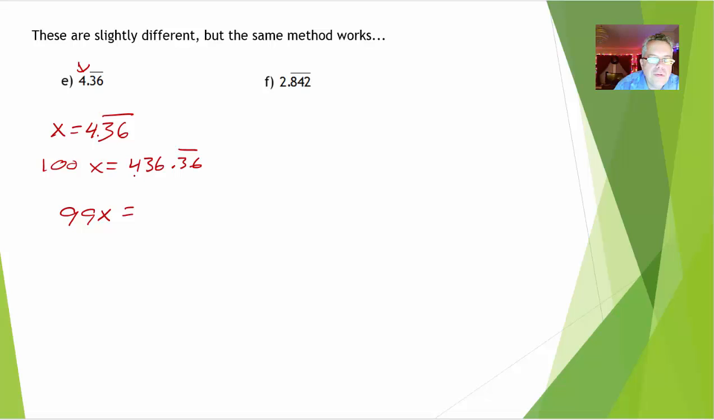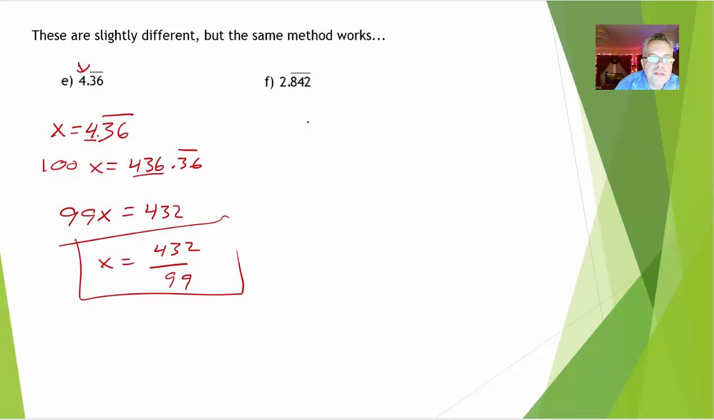This time, the 0.36 repeating cancels, but I got to do 436 minus 4. That's just 432. And then I can divide. So x is 432 over 999.